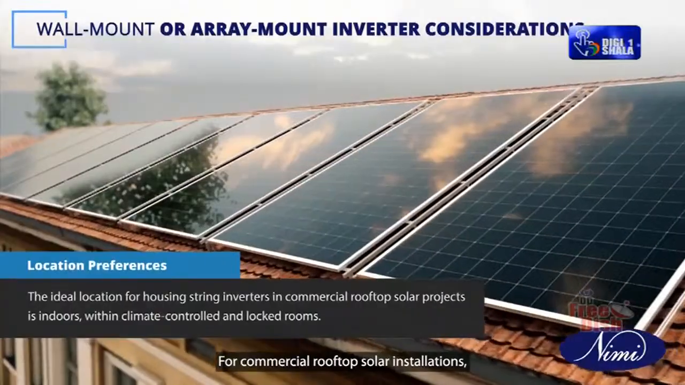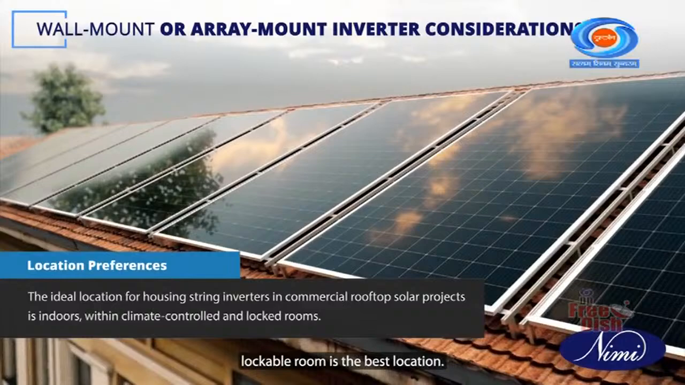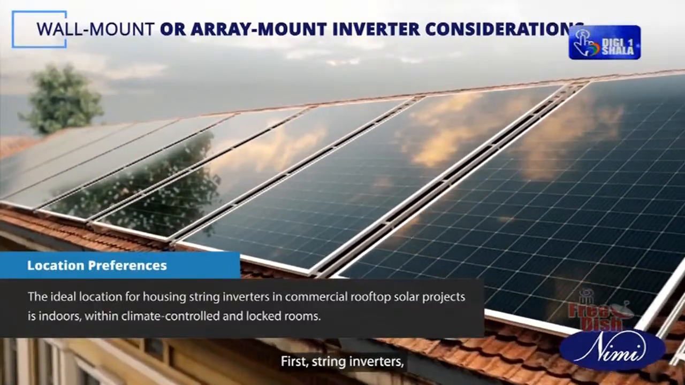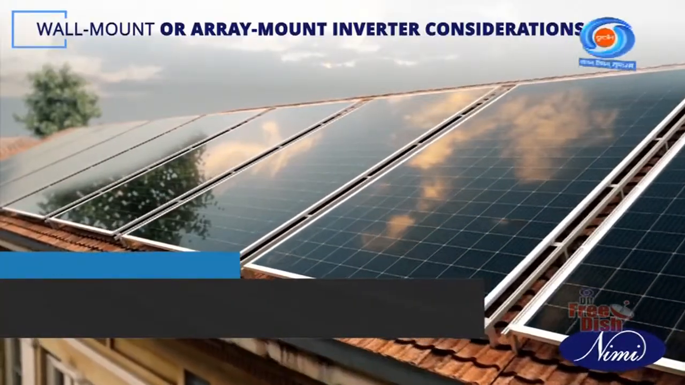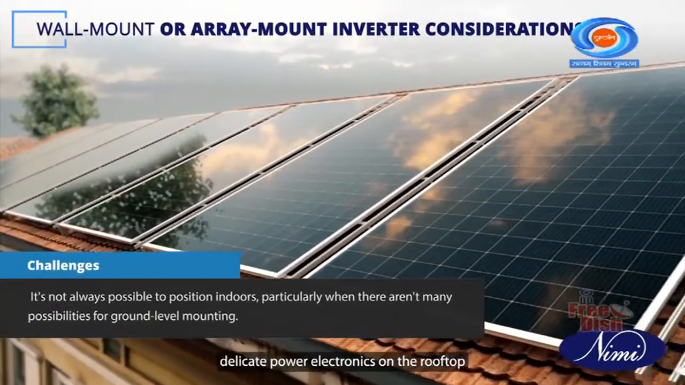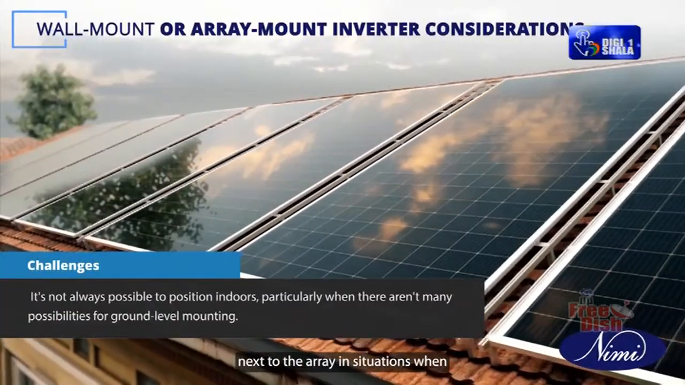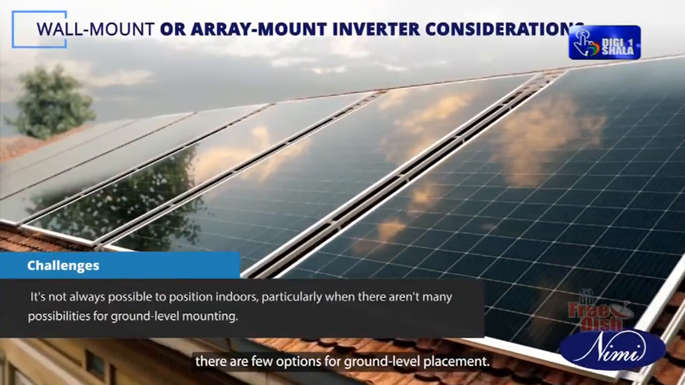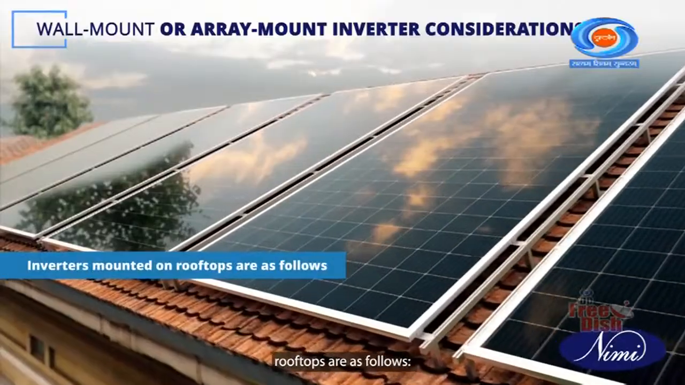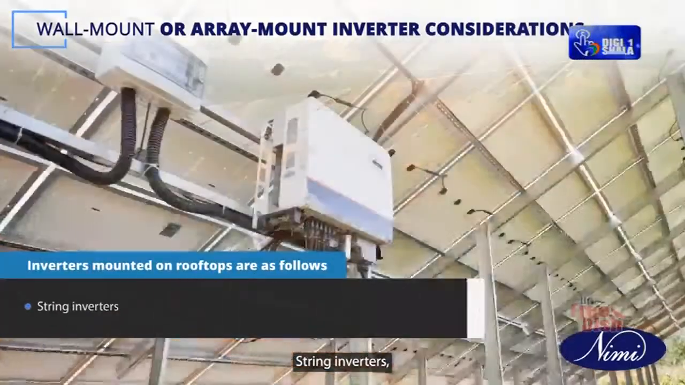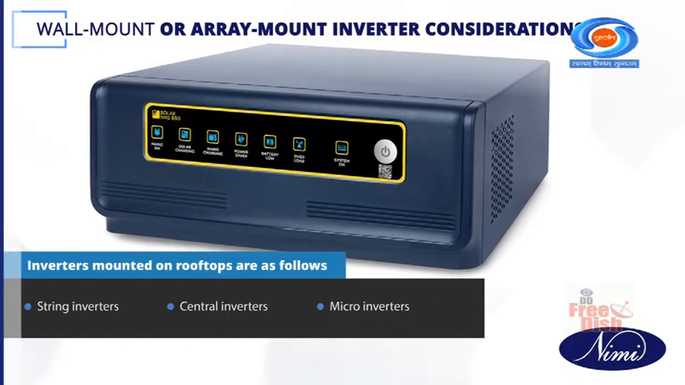For commercial rooftop solar installations, an inside climate-controlled lockable room is the best location for string inverters, although that isn't always possible. Installers frequently place these delicate power electronics on the rooftop next to the array in situations when there are few options for ground level placement. Inverters mounted on rooftops are as follows: string inverters, central inverters, and microinverters.